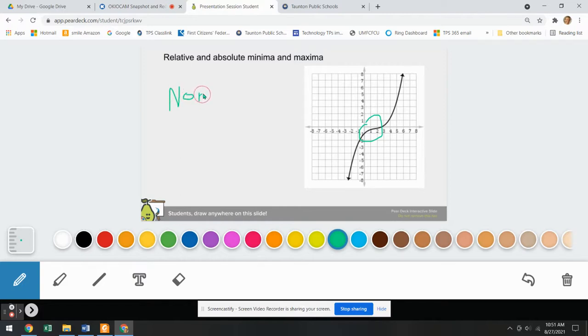I should have used the text tool. I used to be much better at this. All right. So there's no extrema in that one.